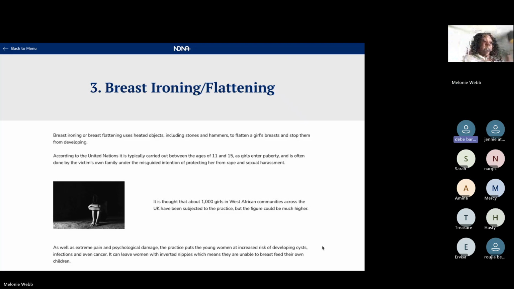The thing is, with breast ironing, a lot of it is the mum or the aunt or someone that does it. It's not as if it's someone different. Yeah, it's a female in the family. Yeah. And again, but who came up with it? It's all these men. I'm telling you.